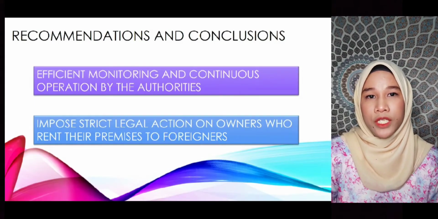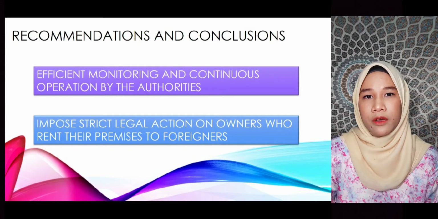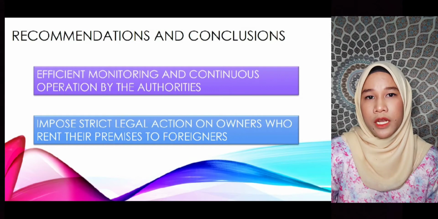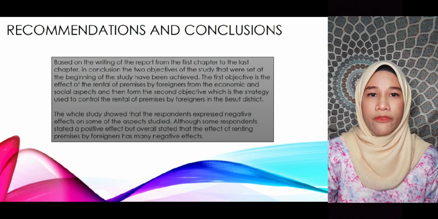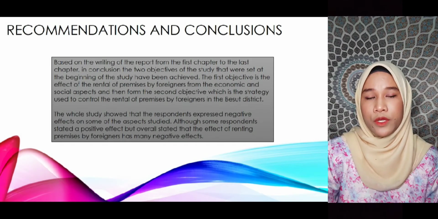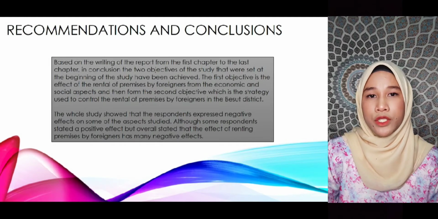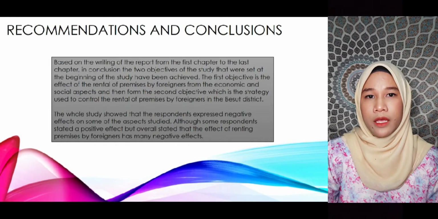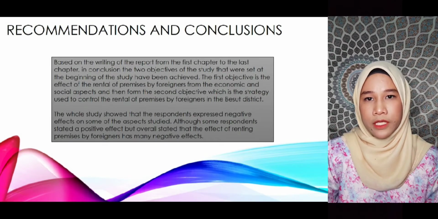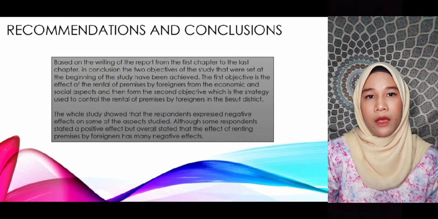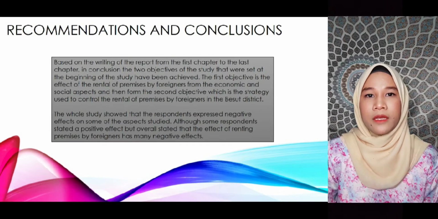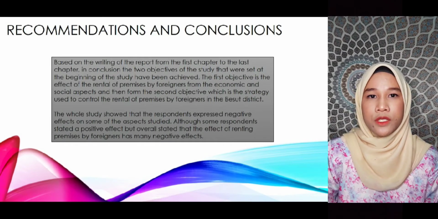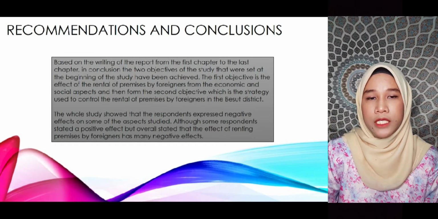Recommendation and conclusion: efficient monitoring and continuous operations by the authorities, and strict legal action on owners who rent their premises to foreigners. Based on the writing of the report from the first chapter to the last chapter, in conclusion, the two objectives of the study that we set at the beginning have been achieved. The first objective is the effect of rental of premises by foreigners from the economic and social aspects, and the second objective is the strategies used to control the rental of premises by foreigners in Besut district.